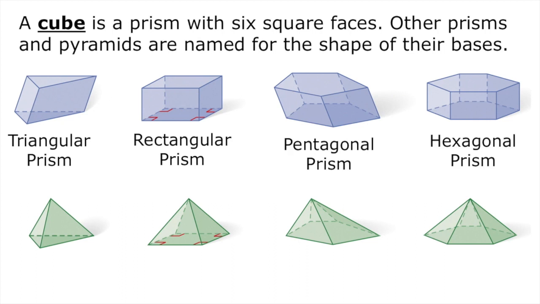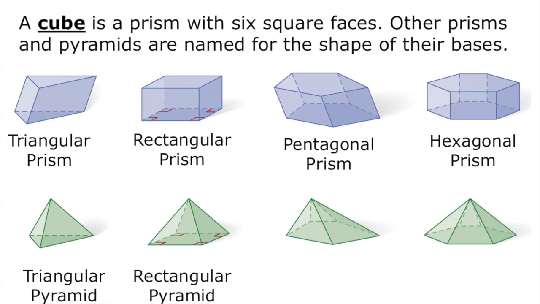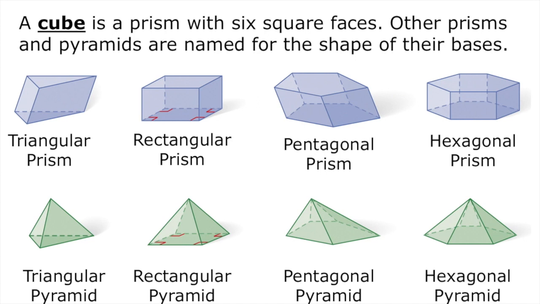And then we come down to our pyramids. I know that it's a pyramid because it only has 1 base. The first one has a base that's a triangle, so that'll be a triangular pyramid. Then a rectangular pyramid. The next one has a base with 5 sides, so that's a pentagonal pyramid. And then the last one has 6 sides on its base, so that's a hexagonal pyramid.